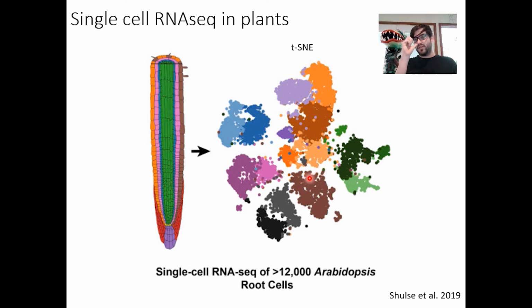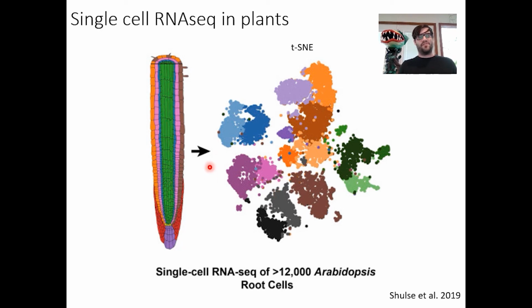And so you can use this to identify potentially new cell types. This has been used in humans to identify new cell types in the brain. It can be used here to potentially identify new cell types in plants that we don't know about based on physiology or development alone. You can use this to see how cell types are responding in a tissue-specific manner.